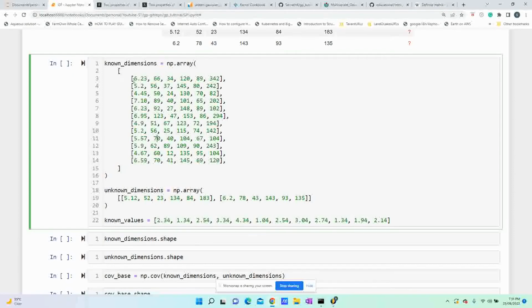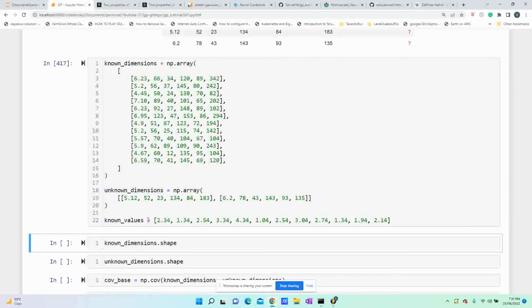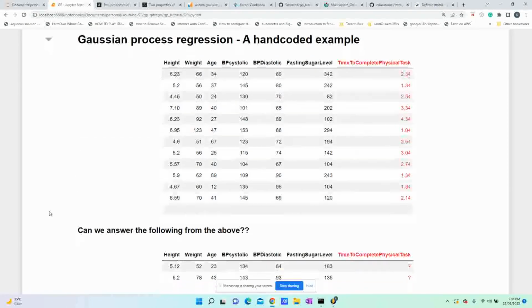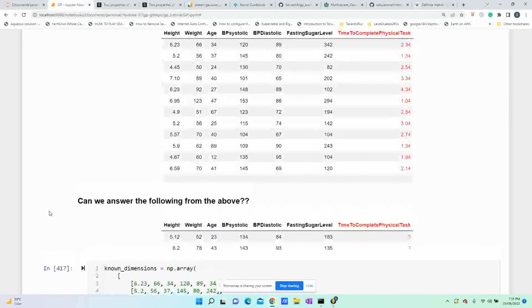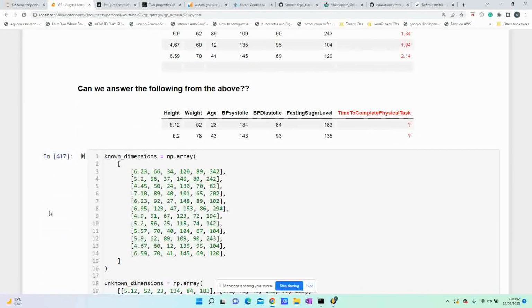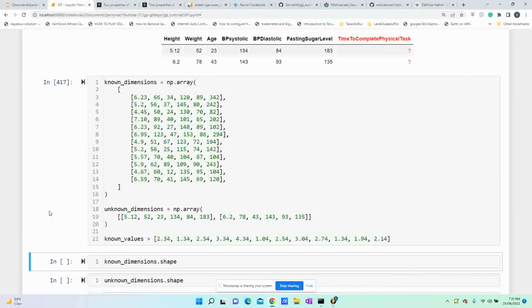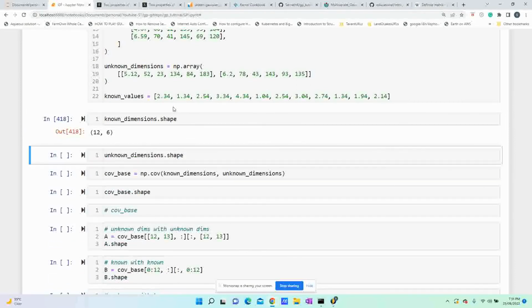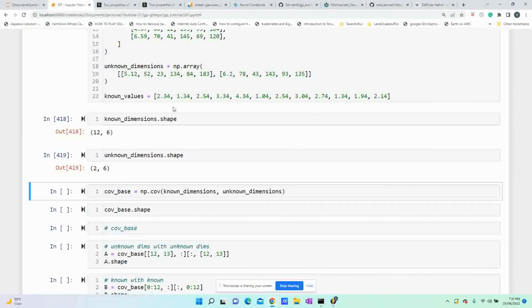So without much ado, I have just combined this into one single point. There is something called known dimensions. This has 12 points. This has 2 points, and there are known values, right? Whatever it is, I have just put it here. I hope there are no changes here, right? It matches. Okay, good. So known dimension shape is 12 cross 6. This is 2 cross 6. Now I just take a covariance matrix from the known and the unknown.